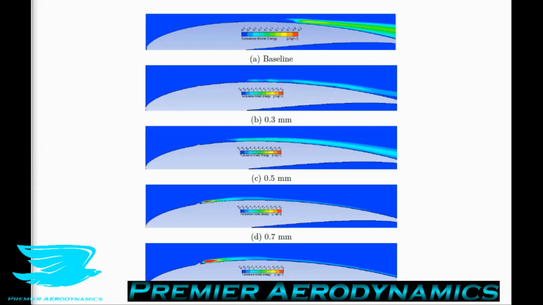Figure 27A shows the turbulent kinetic energy distribution for the baseline airfoil at an angle of attack of 6 degrees. High turbulent kinetic energy is observed at a distance of 60% downstream from the leading edge, which represents the flow reattachment on the airfoil surface after the laminar separation. The flow is turbulent afterwards.